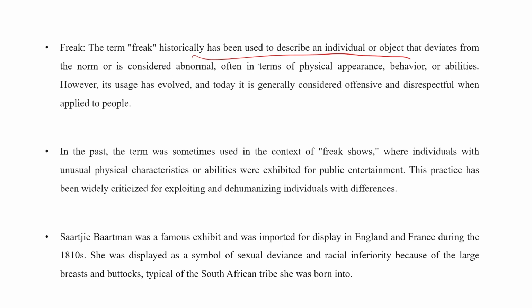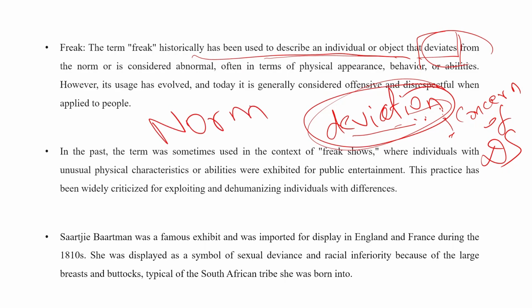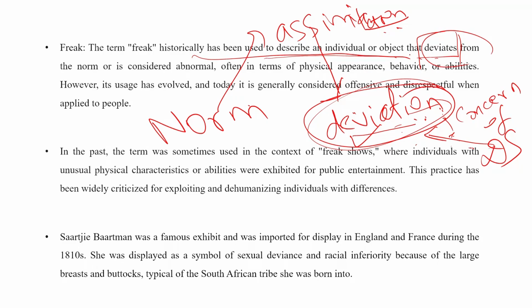So, this is what we need to notice, that it is an individual or object that deviates. Remember this term, deviation, right. Why are we all so concerned that one must not deviate, or that deviation should not be there? This is a very important concern of disability studies. Remember this, because when we talk about norm, what does norm do? Norm forces us into assimilation, right. It does not allow deviation, but disability studies constantly talks about deviations. So, you should not deviate from the norm.